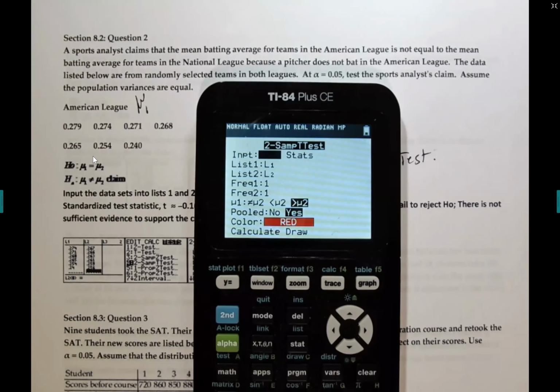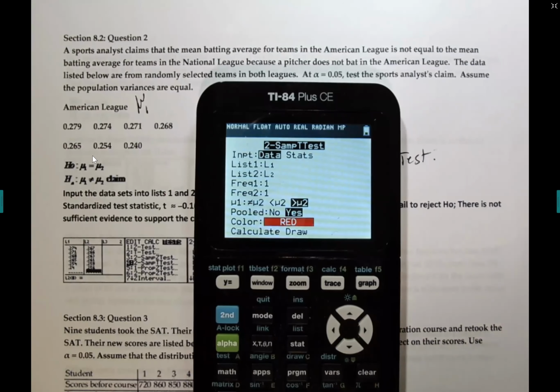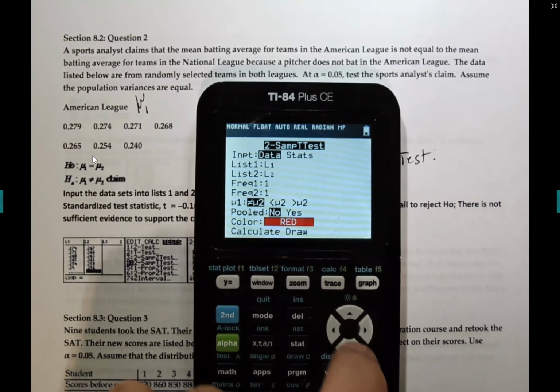Let's confirm. Is my data in L1? Yes, the first set is L1, L2. Don't change these two frequencies, never. 1, 1. Remain 1, 1. Okay, can someone tell me what the sign is going to be here? First, second, or third? First. I agree. Okay, for pooled, guys, let me remind you again. If he says the population variances are equal, pooled is yes. If he says the population standard deviations or variances are not equal, that means pooled is no. So equal means a yes, and not equal means a no. So I'm going to select no here, and I'm going to hit calculate.